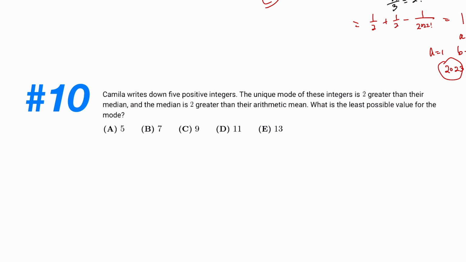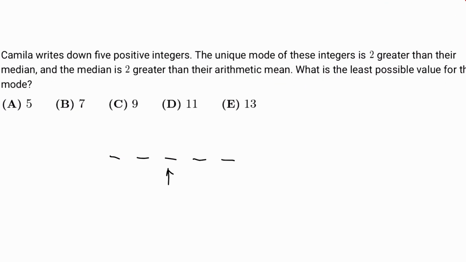Number 10, it says, Camilla writes down 5 positive integers. The unique mode of these integers is 2 greater than their median, and the median is 2 greater than their arithmetic mean. What is the least possible value for the mode? Okay, so it says the unique mode of the integers is 2 greater than their median. So the median has to lie here if this list of integers is sorted in ascending order. Then the unique mode is 2 greater than that.